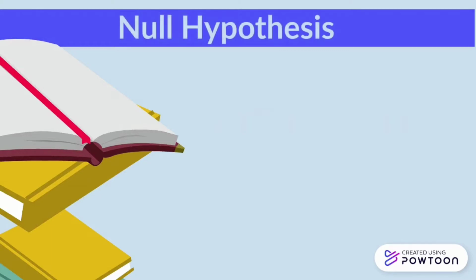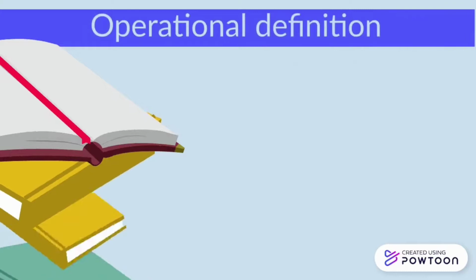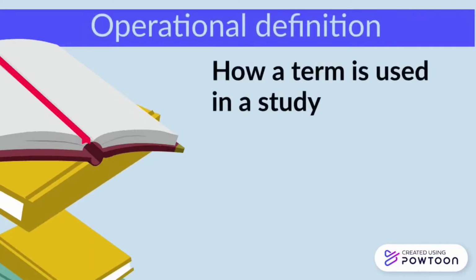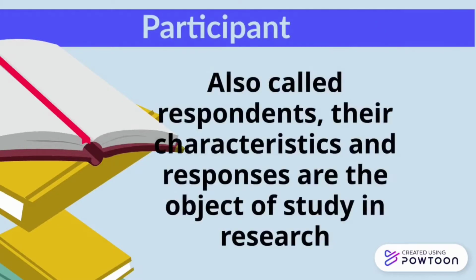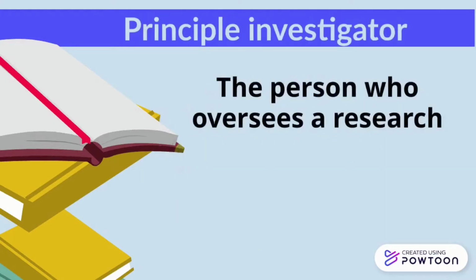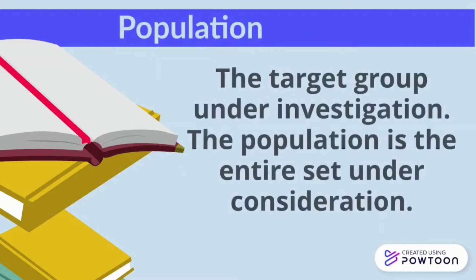Null hypothesis. The proposition, to be tested statistically, that the experimental intervention has no effect, meaning that the treatment and control groups will not differ as a result of the intervention. Operational definition. How a term is used in a study. Participant. Also called respondents. Their characteristics and responses are the object of study in research. Principal investigator. The person who oversees a research. Population. The target group under investigation. The population is the entire set under consideration.